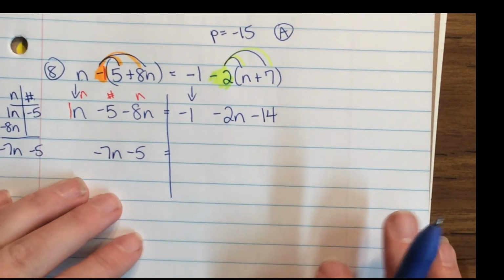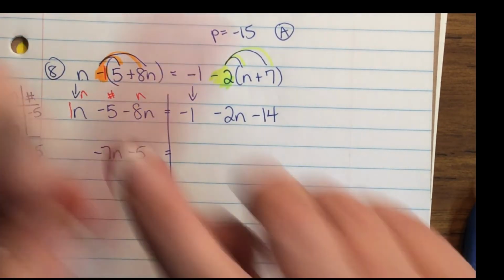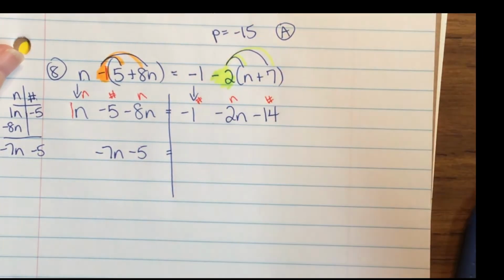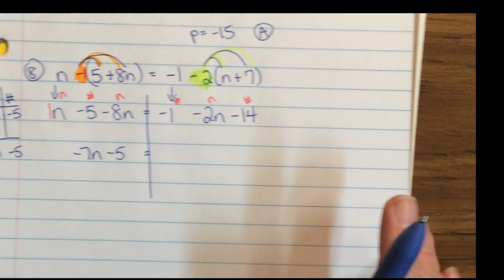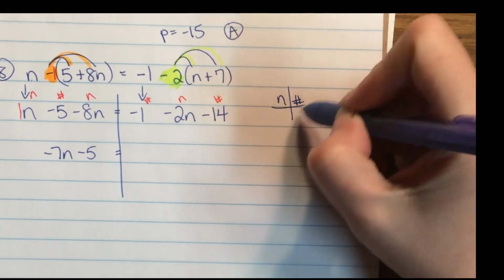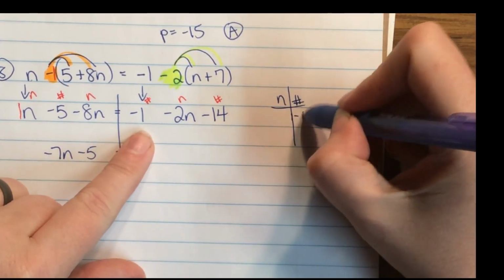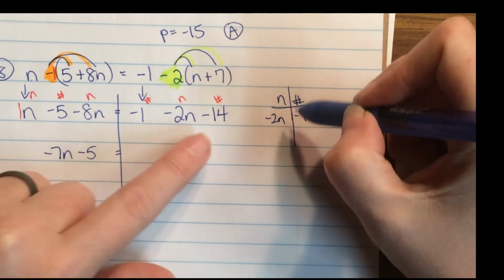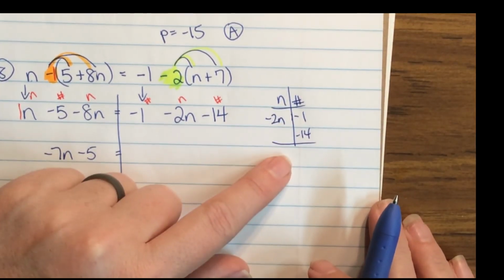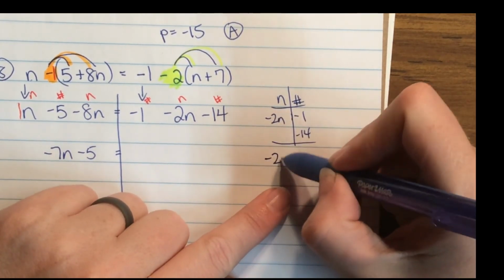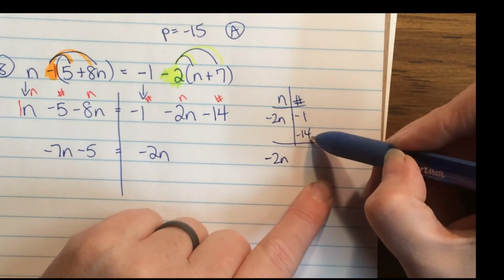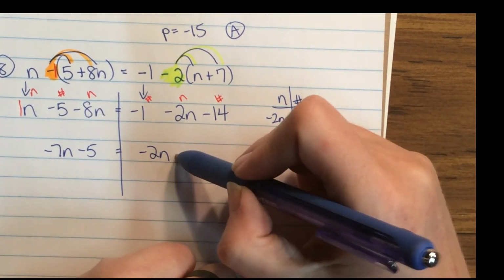All right, let's go to the other side. This side, I have a number, an n, and a number. So let me make my column chart. I got a -1, a -2n, and a -14. If I add, the -2n is not going to change because there was nothing to add to it. But -1 and -14 become -15.